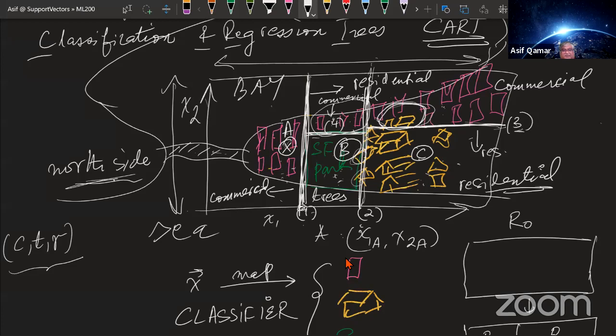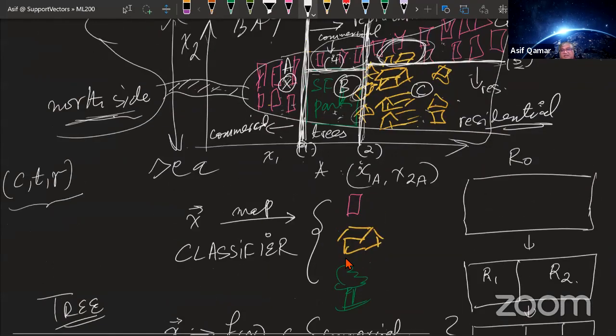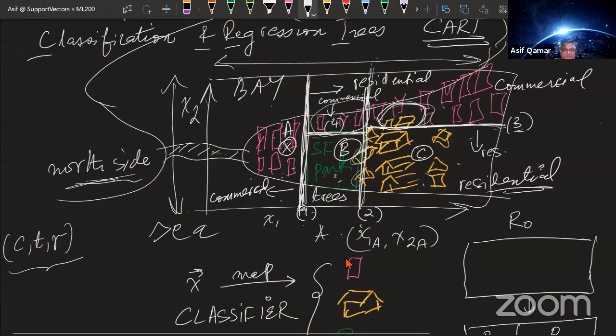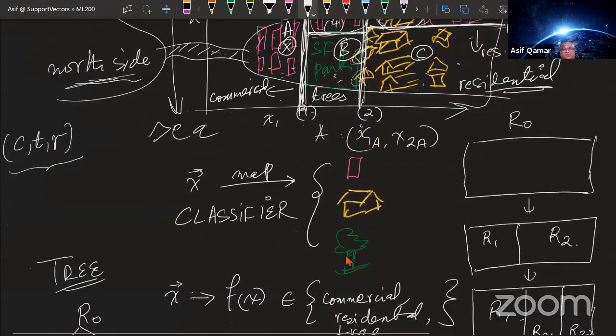Are we together? Right? Is it a financial district? Is it a resident? Is it trees? Is it this thing? So this was the problem we took. Now, how did we go about doing it?